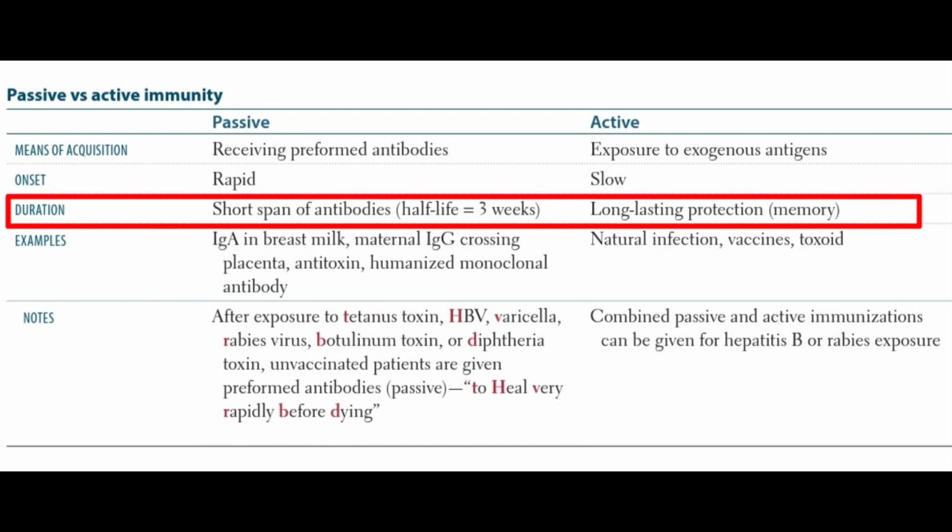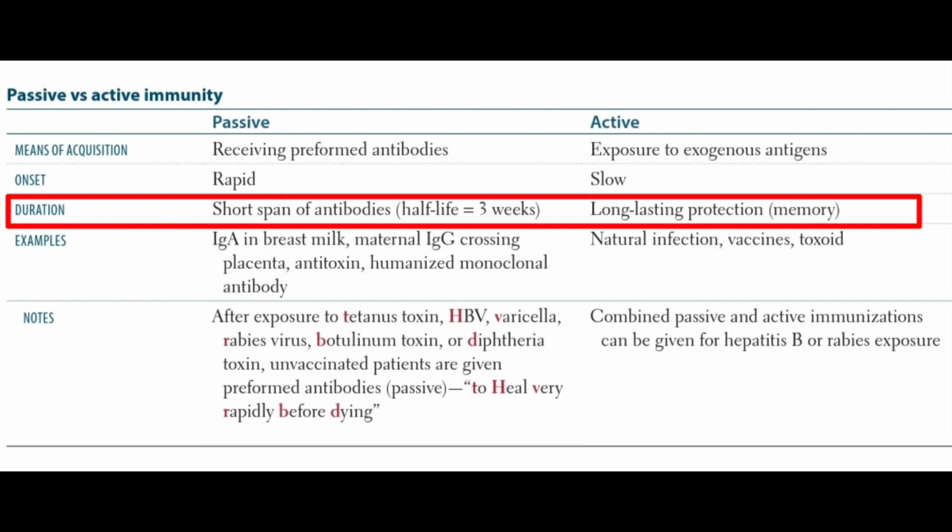The duration of passive immunity is short because the lifespan of the antibodies is very short. Probably the half-life of the antibodies could be about 3 weeks. So a booster could be needed in passive immunity. But if we talk about active immunity, it is long-lasting. The long-lasting protection of active immunity is conferred by a mechanism called memory.